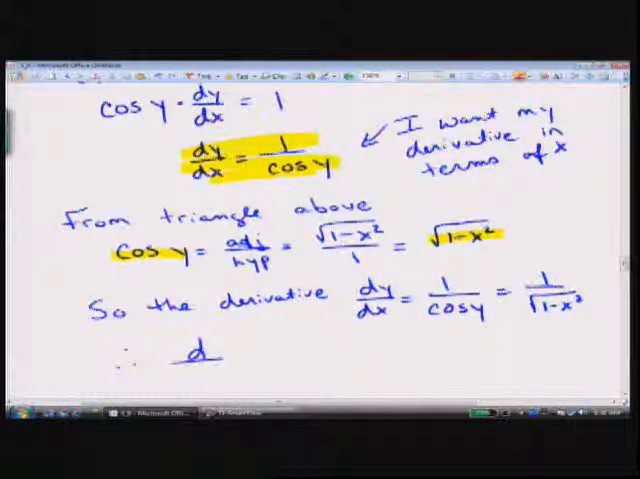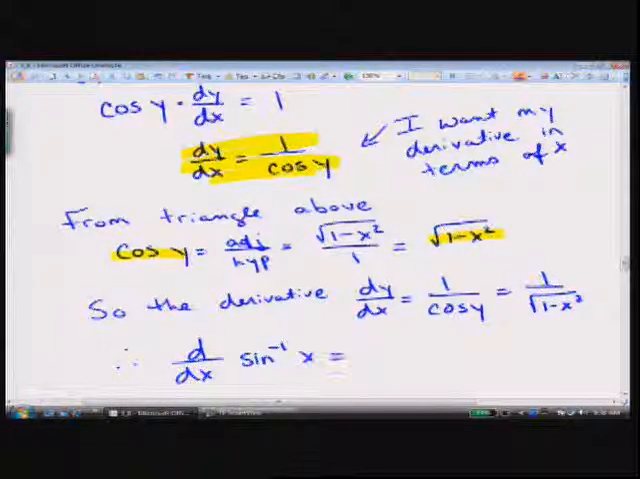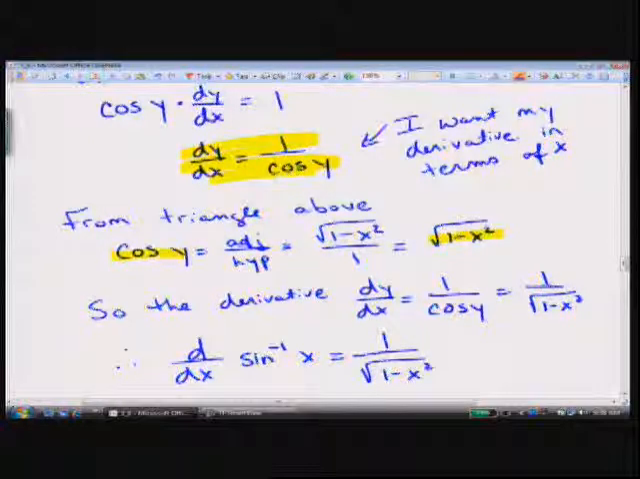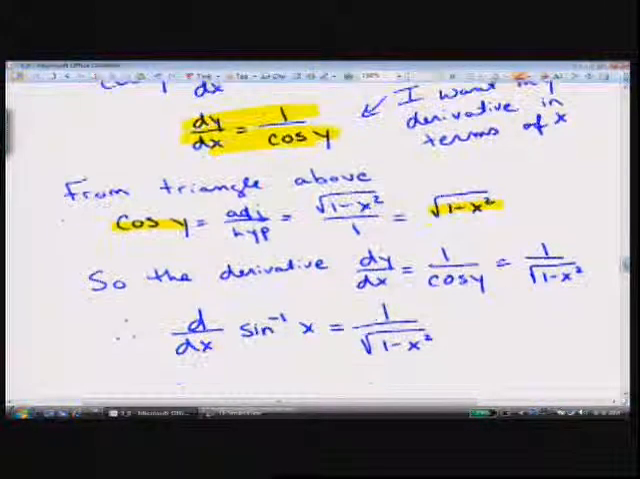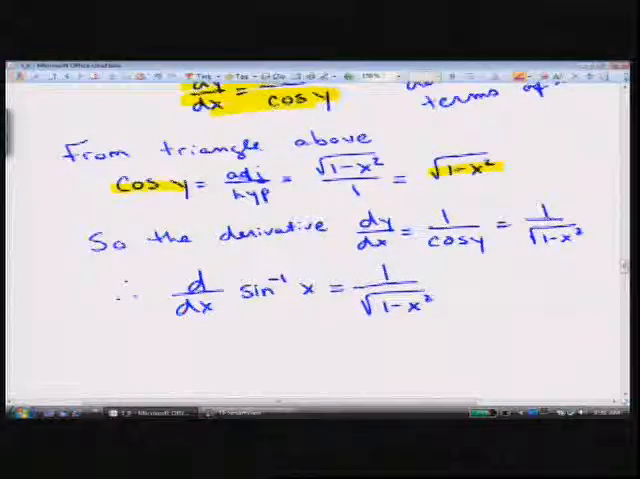So the derivative with respect to x of the inverse sine of x is equal to 1 over the square root of 1 minus x squared. Interesting, right? It doesn't have a cosine, an inverse cosine in it. The derivatives of the inverse functions are in terms of x. They don't have any trig functions in them. It's kind of cool.